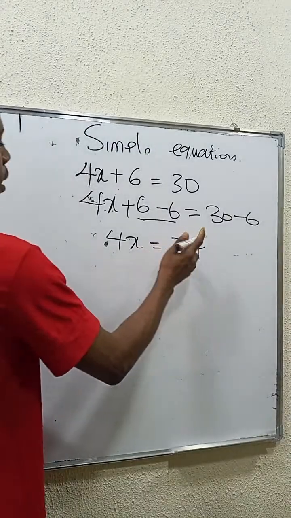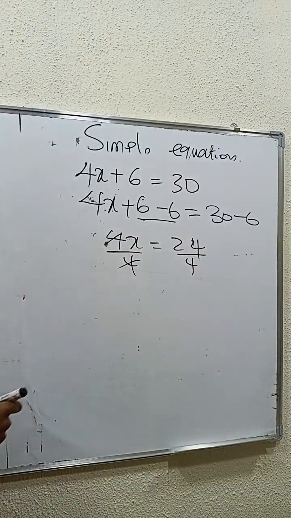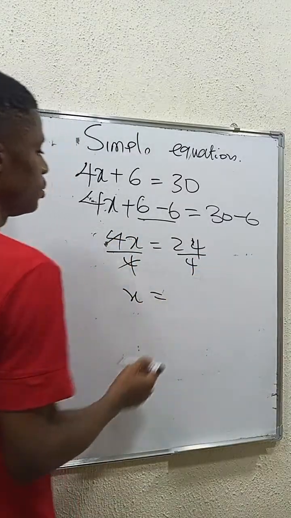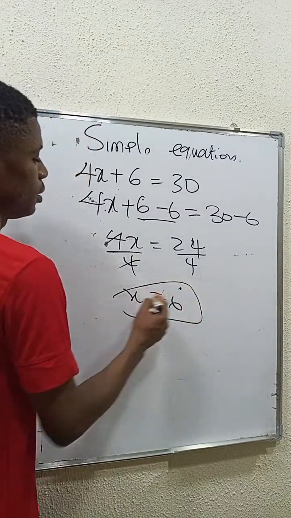Then we divide through by 4 and divide by 4. You have it that x is equals to, what is 24 divided by 4, please? If you divide 24 by 4, what do you get? So that we can write the final answer. Okay, 24 divided by 4 is 6. And that's the answer.